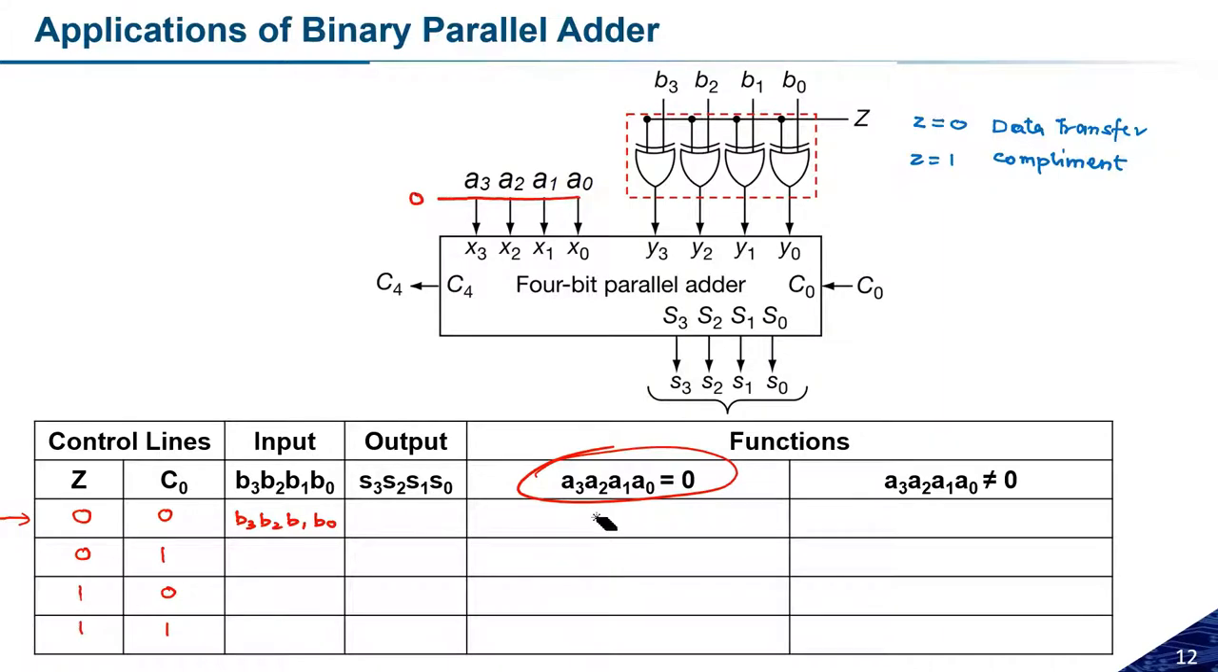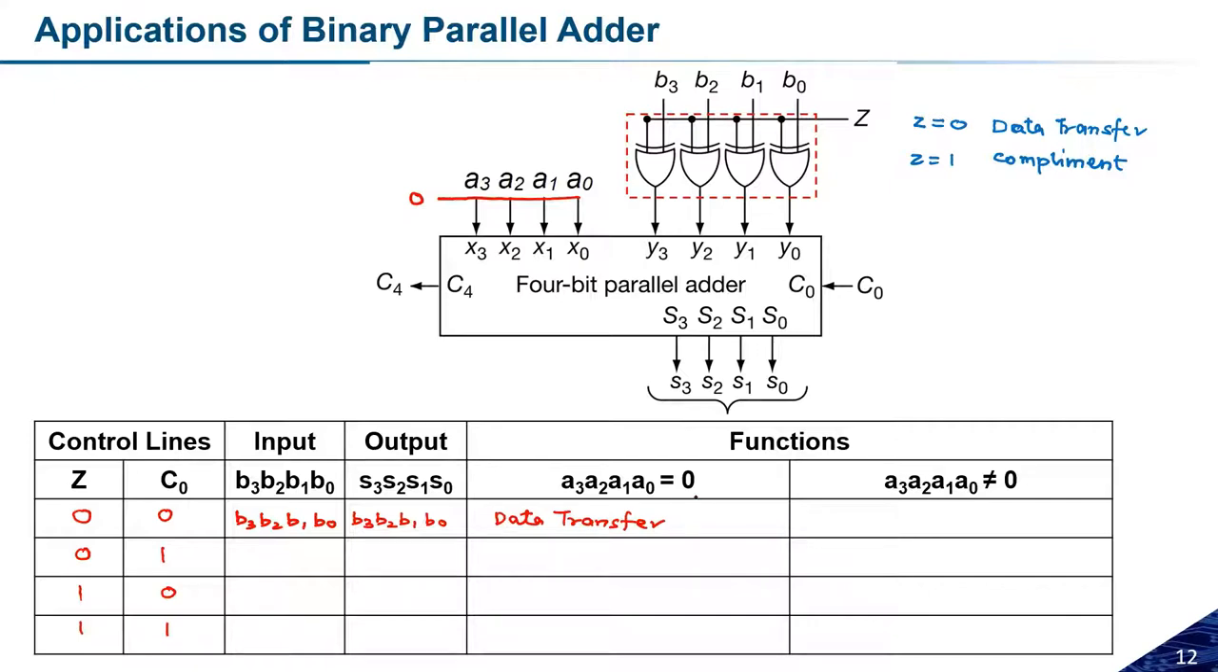For the first case, what will be the output? Can anyone tell me? B3, B2, B1, and B0. Okay, I will get the same thing. So what is this function? We are getting the same thing, which means we are getting a data transfer kind of operation. This will act as a data transfer.